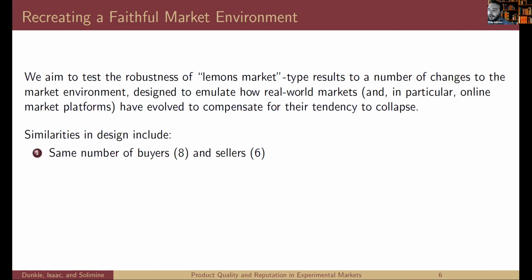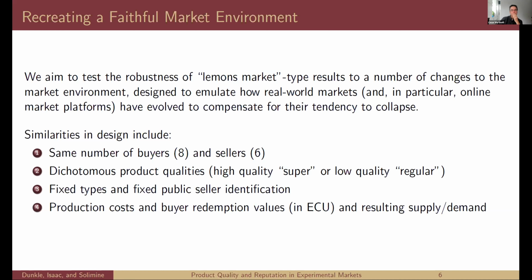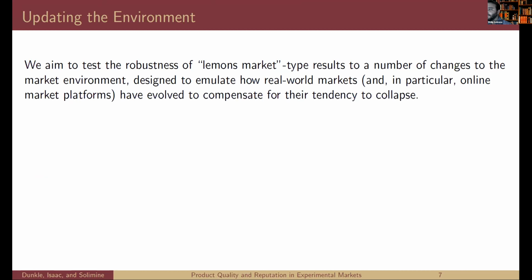So the similarities in our design to Lynch, Miller, Platt, and Porter: we have the same number of buyers and sellers, the dichotomous product qualities, either a high quality super or a low quality regular. We have fixed types and fixed public seller identification. So sellers are assigned a letter A through F at the beginning of the session, and they maintain that identifier throughout the session. And production costs and buyer redemption values, so the supply and demand, are the same as in the original experiment, of course, with differences in the exchange rate.